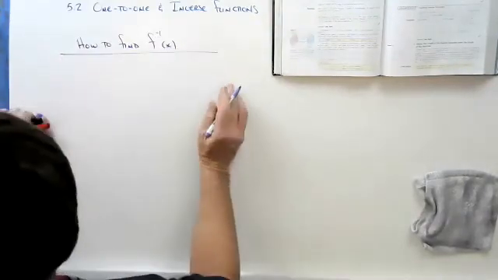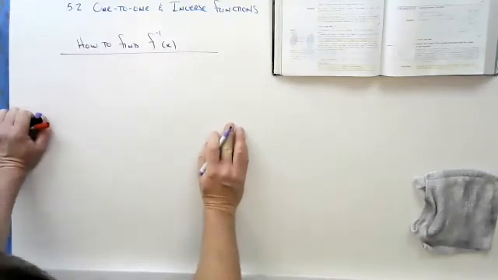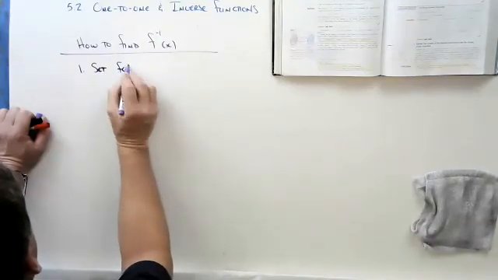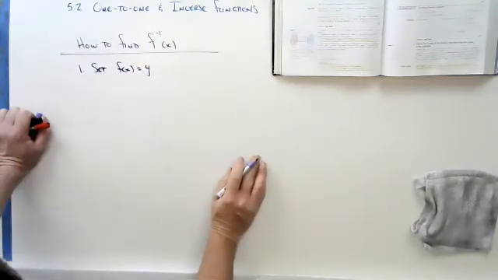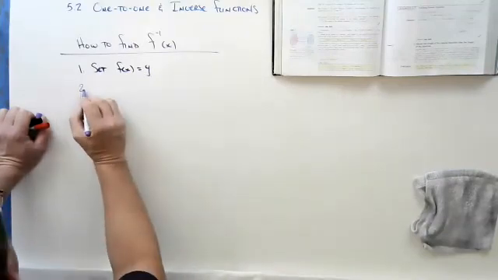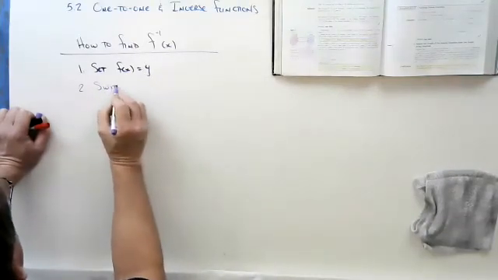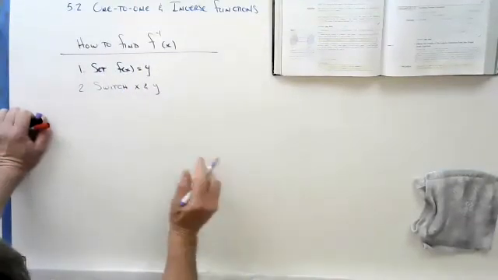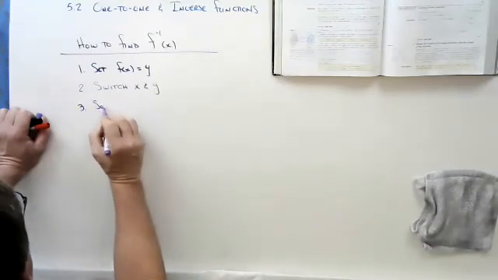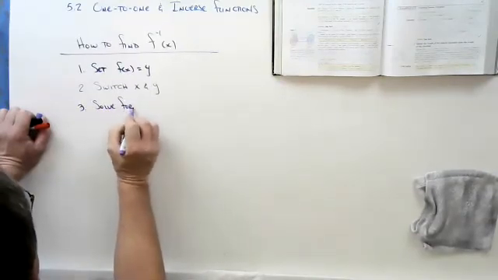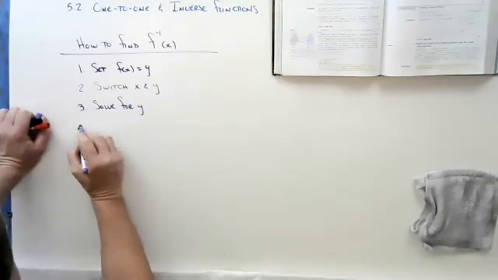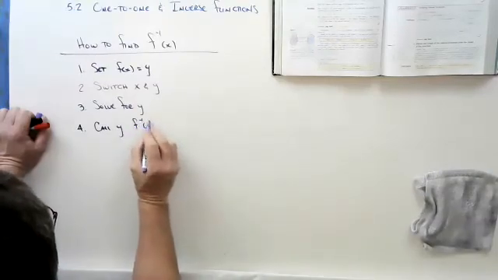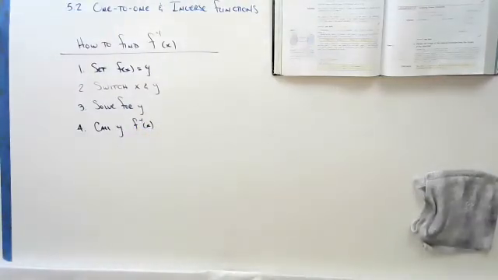There were steps. We like these problems in Algebra 2 because there were steps. Steps are good. I like steps. Step 1, set f of x equal to y. I'm just going to write the steps down. Step 2, switch x and y. Step 3, solve for y. Step 4, call y f inverse of x. Those were our steps.